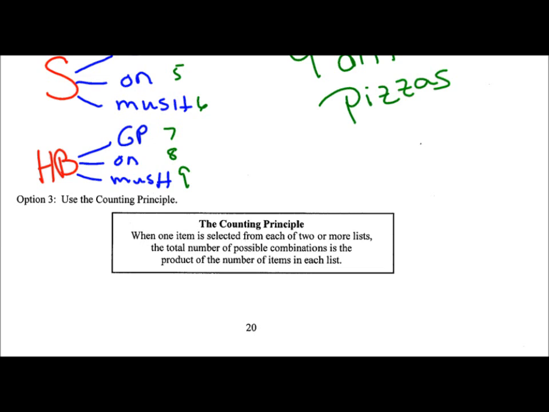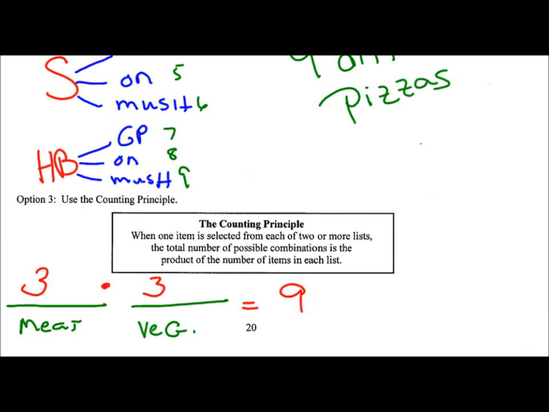So here's our 2 lists. We had our meat and we had our vegetable. And we say, how many different meats were there to choose from? Well, there were 3 different meats. How many different vegetables were there to choose from? There were 3, green peppers, onions, and mushrooms. We simply take those numbers, 3 times 3, there's 9 different pizzas. And so without listing anything out, I use the counting principle to figure out how many different pizzas I could make.